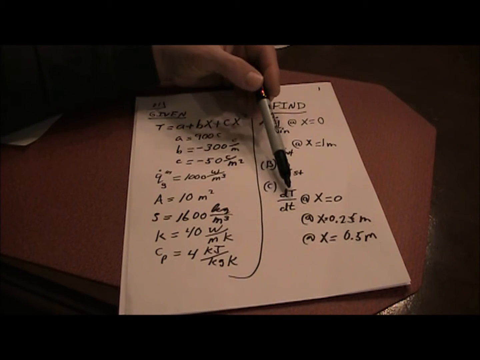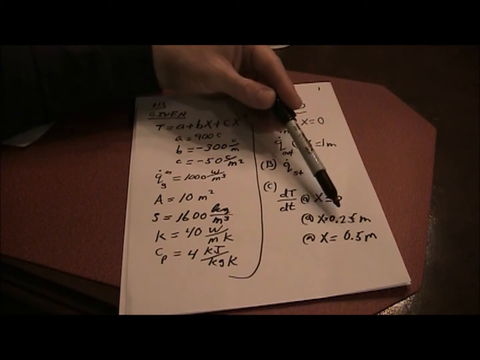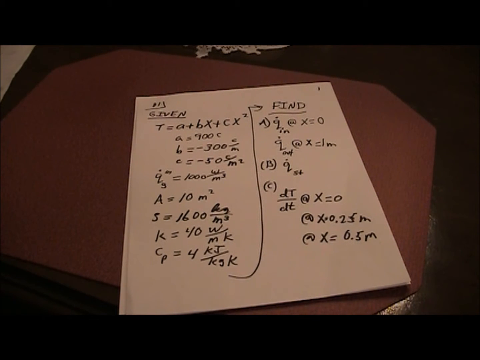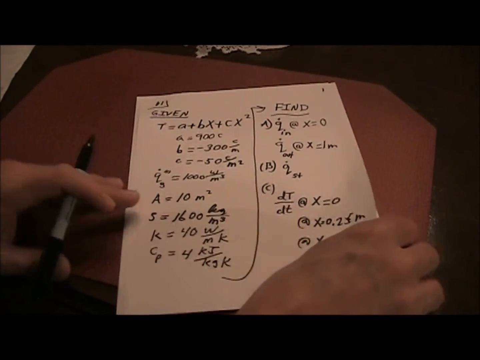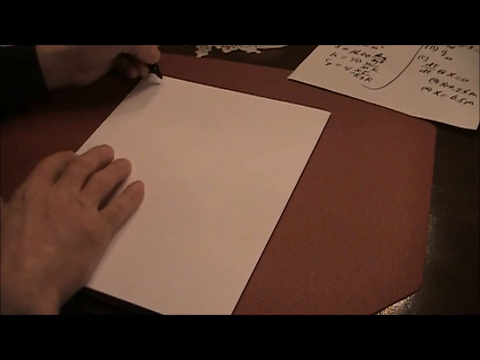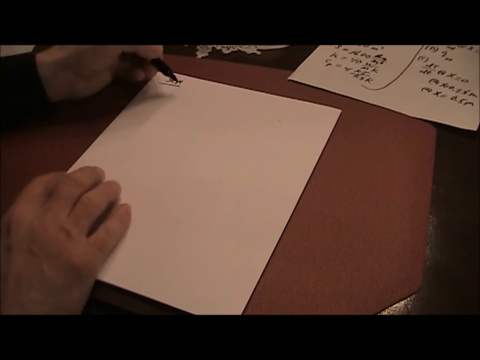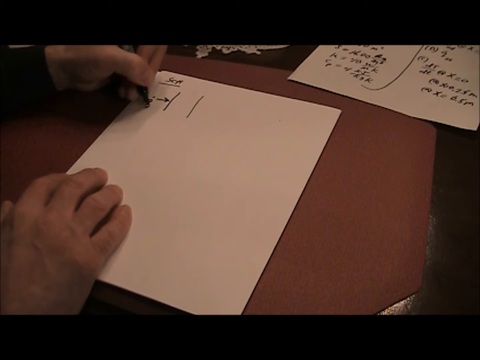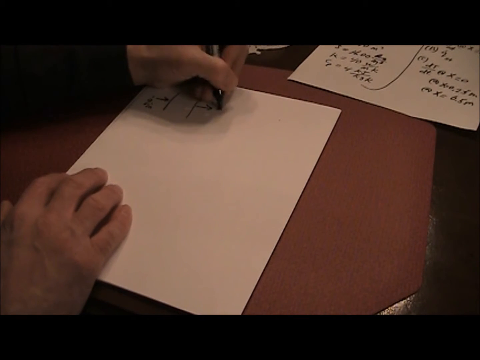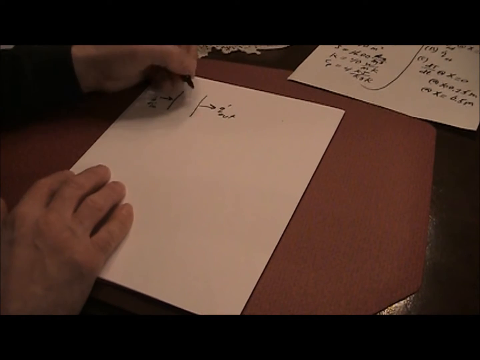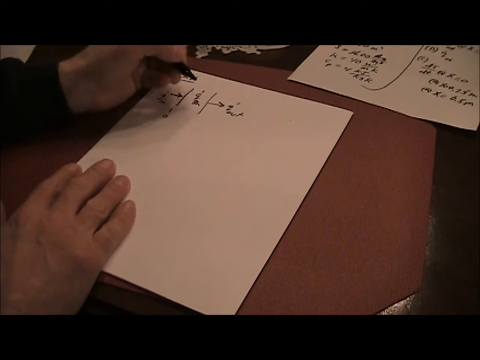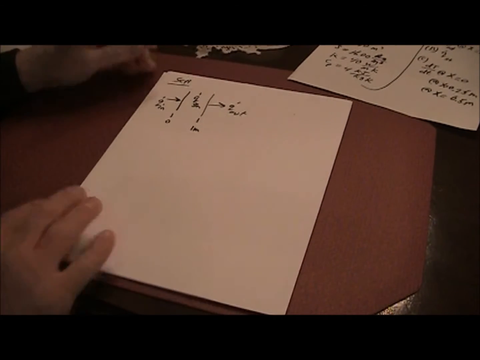And then part C says find the change in temperature with respect to time at x equals 0, at x equals 0.25, and at x equals 0.5 meters. Okay, so they just want you to do the same thing at different locations. Alright, so our geometry, our schematic here, we just have a plain wall. We've got Q dot coming in. We've got Q dot going out. And we have Q dot being generated. This will be at x equals L. That would be at x equals 1 meter.